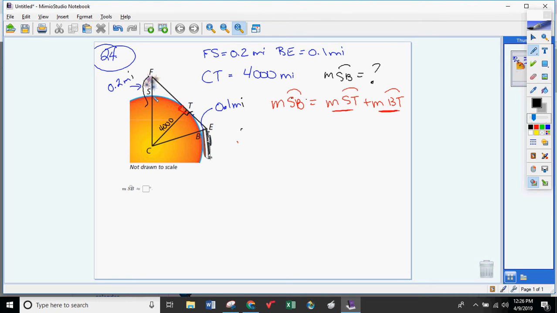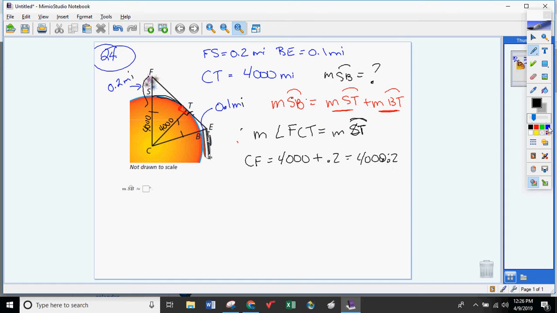Then I have to realize that ST is the arc with central angle FCT. So if I can find the measure of angle FCT, that will give me the measure of arc ST. What I have is a right triangle, and the distance from C to S is 4,000 because all of these are congruent. So the distance from C to F would be 4,000, which is the radius, plus 0.2 miles.